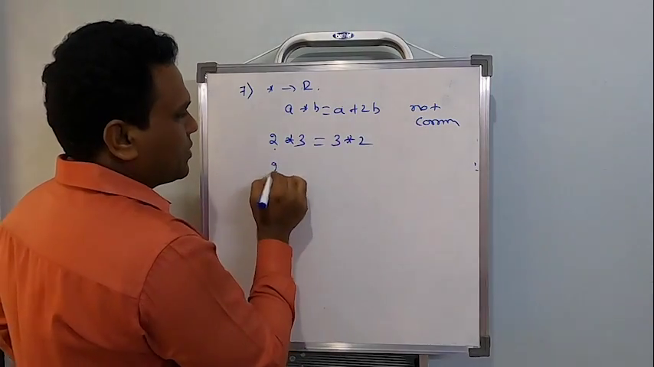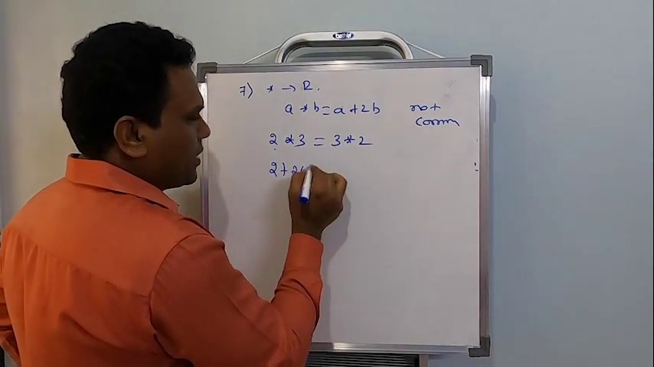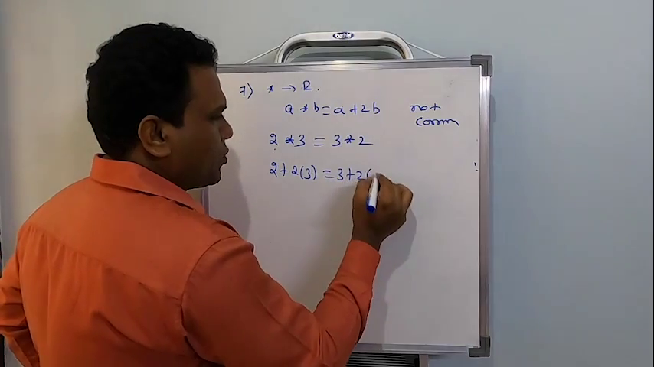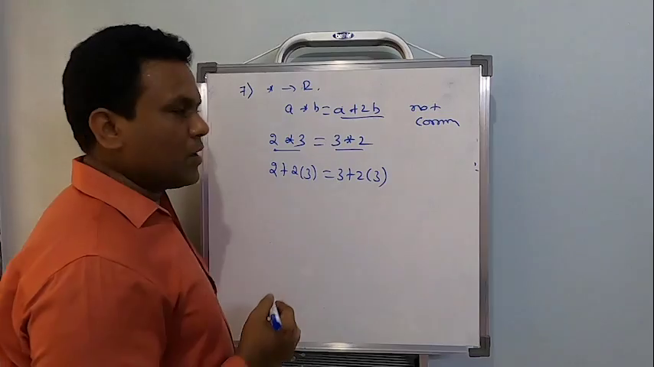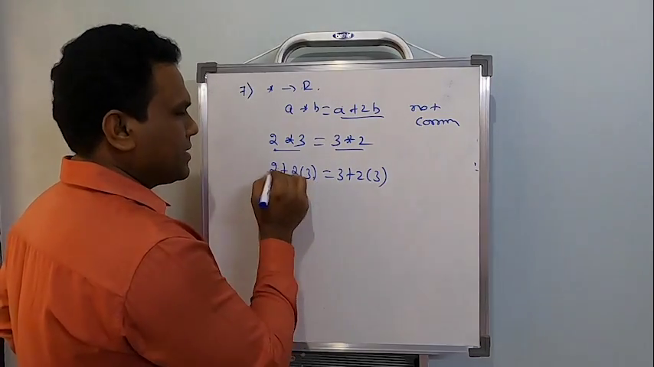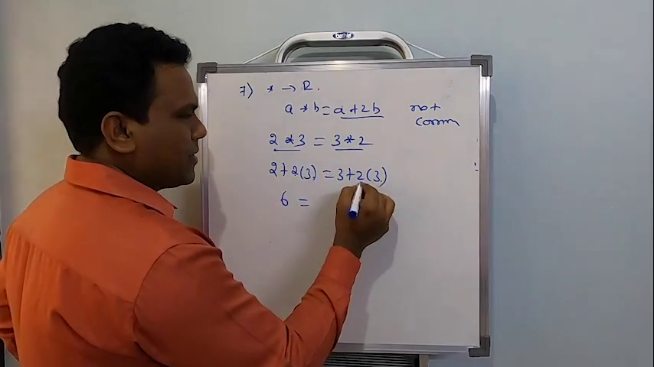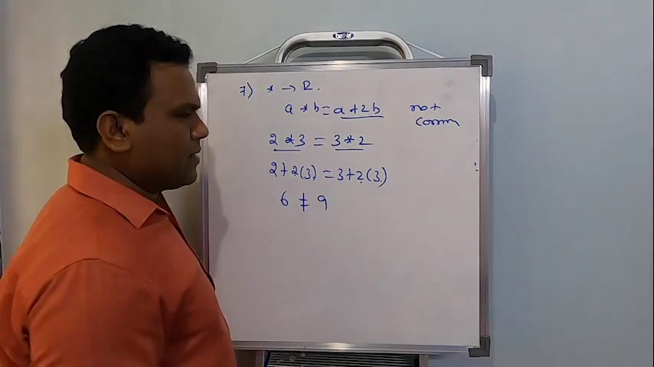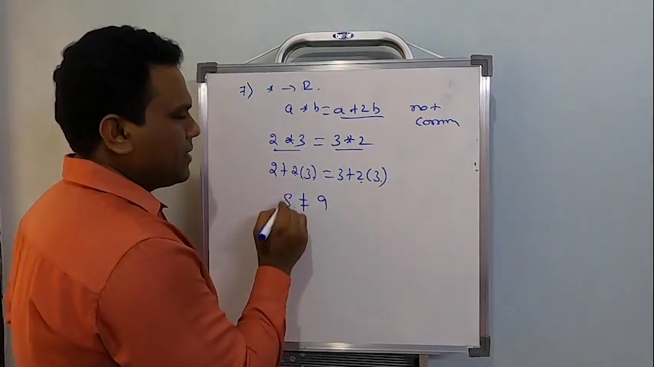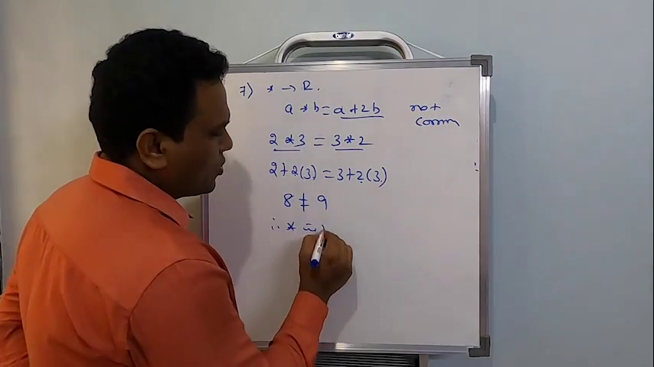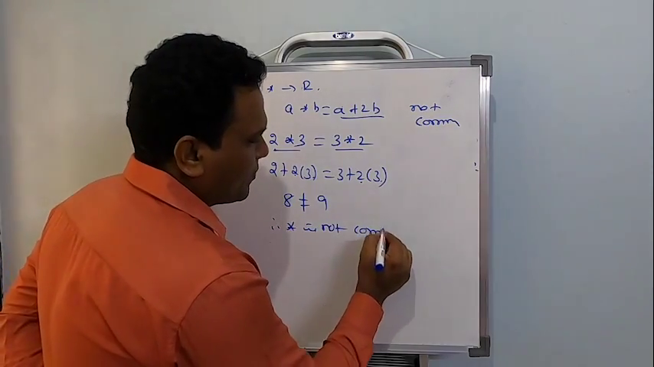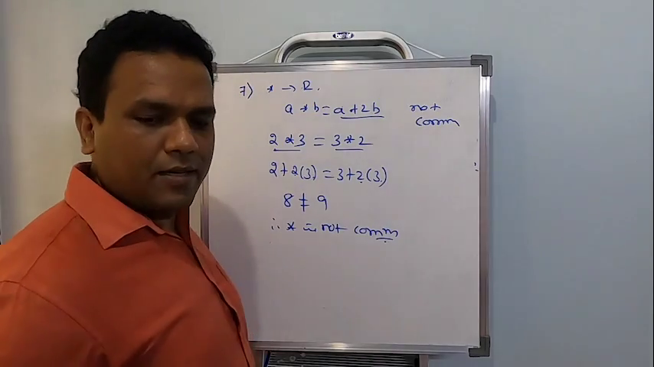So according to the definition, this should be 2 plus 2 into 3 equal to 3 plus 2 into 3. A plus 2b applied on both sides. So the left hand side will be 6 plus 2, which is 8. The right side will be 6, 6 plus 3 will be 9. And clearly 8 is not equal to 9. Therefore, star is not going to be commutative. It's as simple as that.